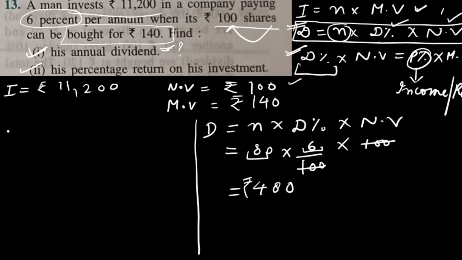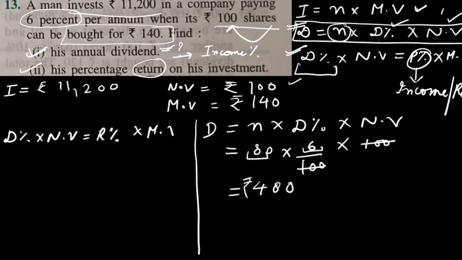See, here p percent is return percent only. So which formula can we use? Dividend percent into nominal value is equal to, here they have mentioned the word return, so I'm using return in my formula. If they use profit, I'll write p percent. If they write income, then I'll write income percent. So accordingly, you have to change this. These three can be used interchangeably. The meaning is the same. So return percent into market value.